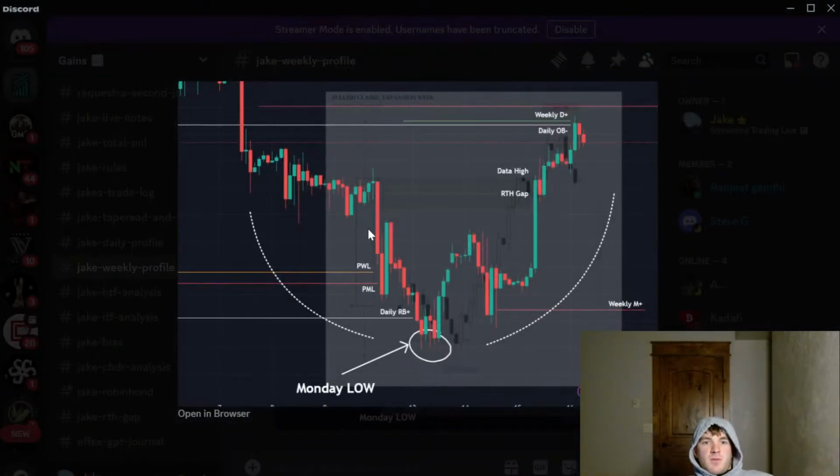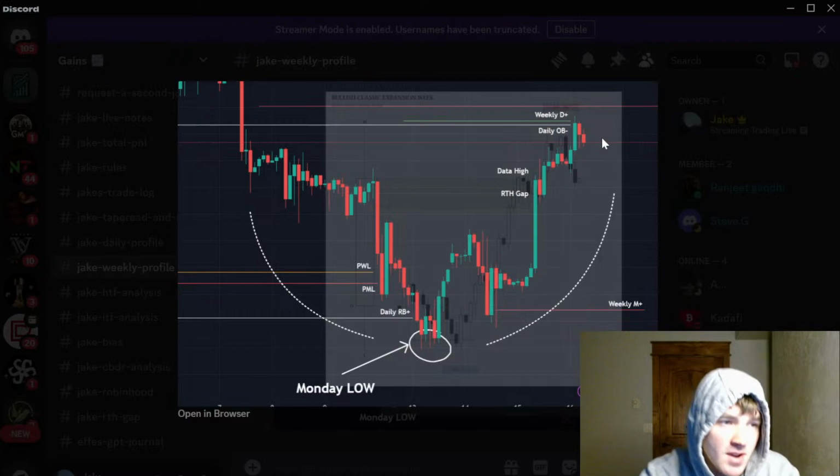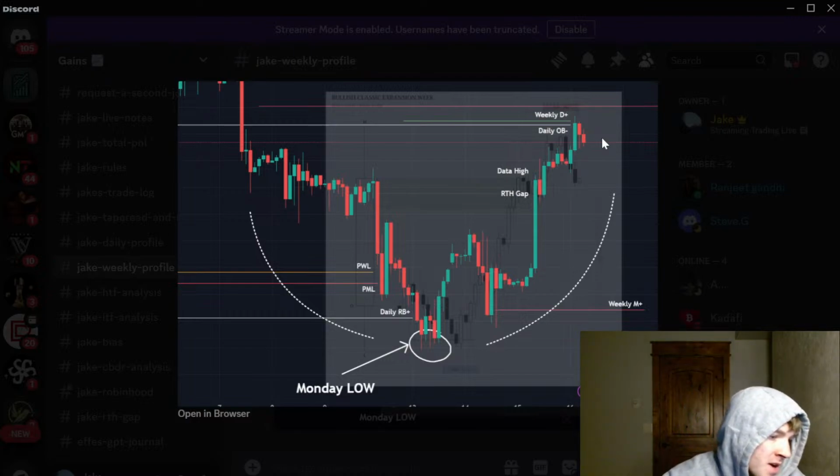Look at this. We had a classic expansion week where we pushed down to create the low of the week on a Monday, which is your typical classic expansion week. We run all this liquidity. So we hit our weekly stat map level and we hit this daily order block. So to me, the weekly objective was hit. So right now my bias is neutral until I finish my lower time frame analysis and then figure out from there what's actually going on.